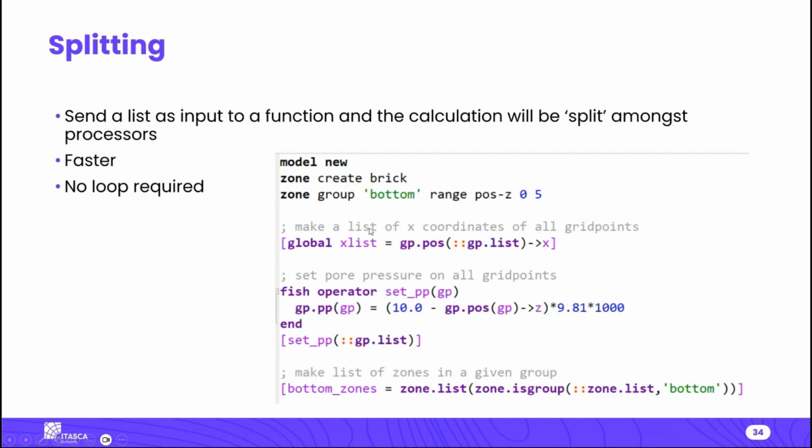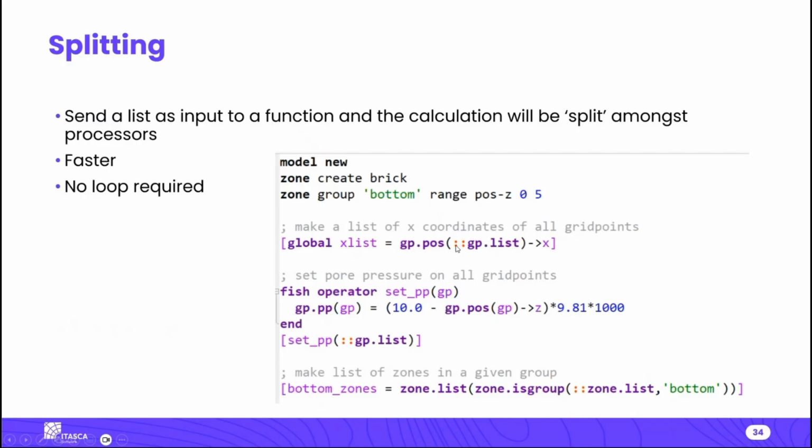Here's an example of how I can make a list of the x coordinates of all grid points. So I just say global. I don't have to say global. Again, by default, it is global. I can just say x list equals the grid point position. And normally you would just give a single grid point, and it would return the grid point position of the single grid point. In this case, I'm sending the whole list of grid points.